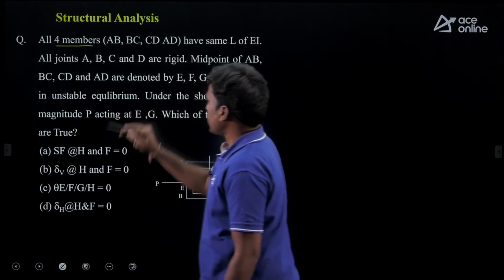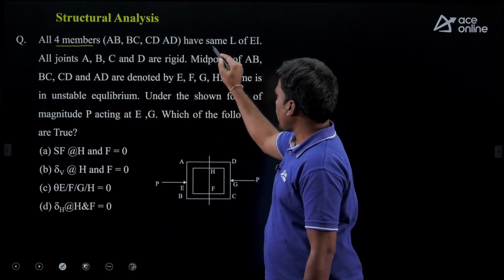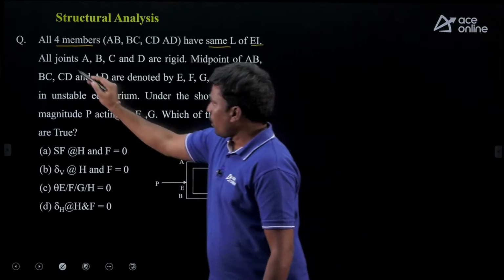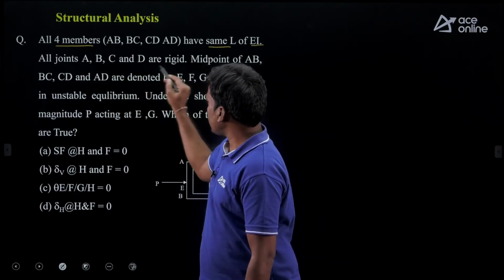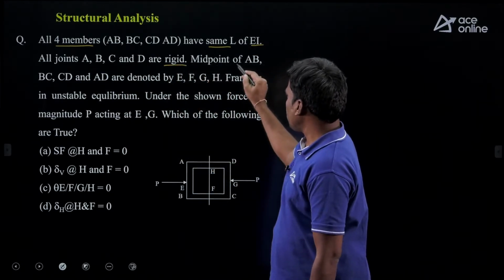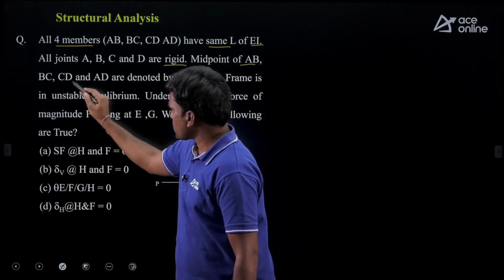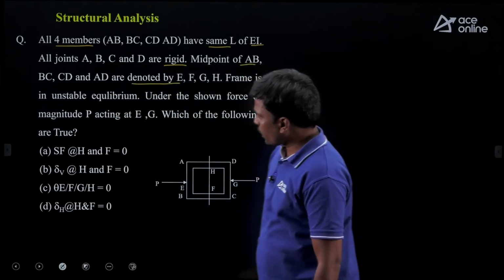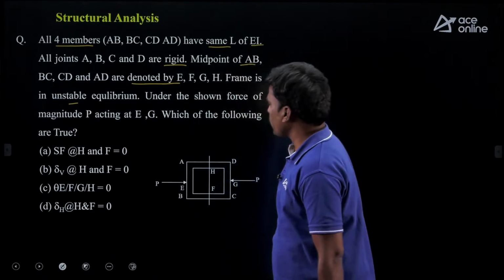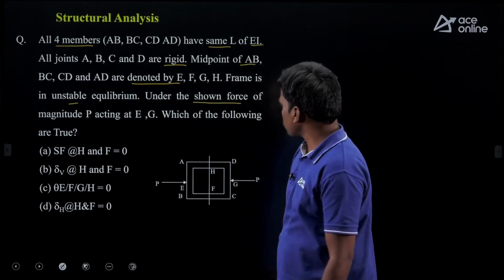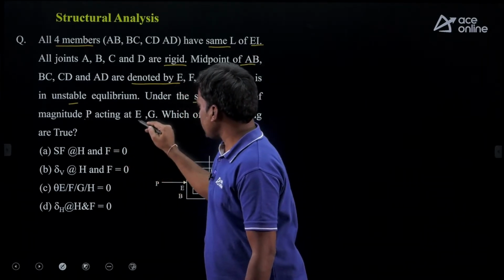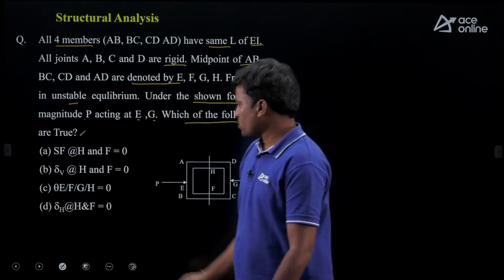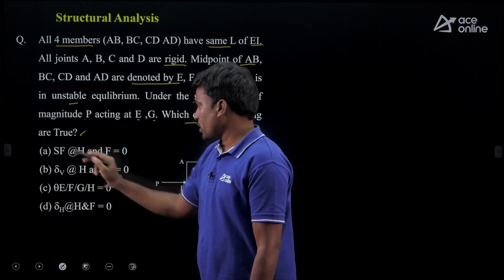All four members AB, BC, CD, AD have the same length and flexural rigidity is also the same. All joints, that is A, B, C and D, are rigid joints. The midpoints of AB, BC, CD and AD are denoted by E, F, G, H. The frame is in unstable equilibrium. Under the shown force of magnitude P acting at E and G, which of the following are true? So these are the given shear forces.